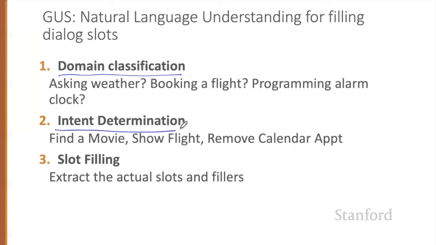The second task is intent determination. What general task or goal is the user trying to accomplish in this domain? For example, the task could be find a movie, or show a flight, or remove a calendar appointment. Finally, we need to do slot filling. Extract the particular slots and fillers that the user intends the system to understand from their utterance with respect to their intent.